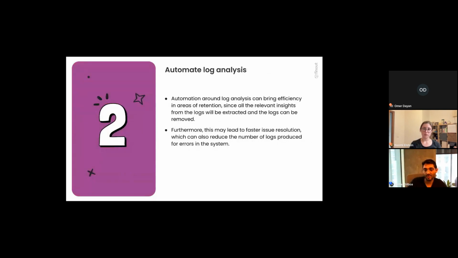Another method is to automate log analysis. For instance, we can automatically extract insights from the logs using automated tools or even a machine learning tool to automatically retrieve some insights from the data. And once we've already analyzed our logs, we might be able to delete them already and to continue only using the insights that we've extracted from them.